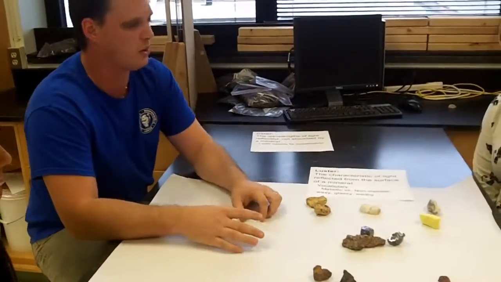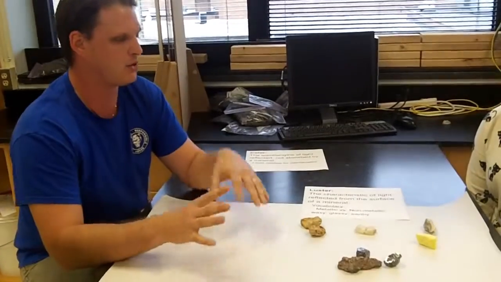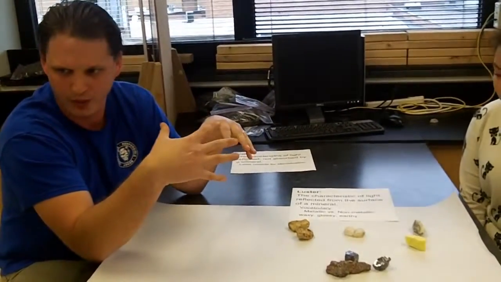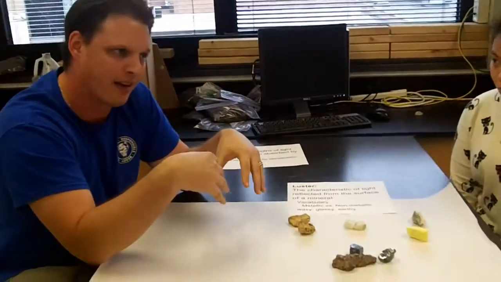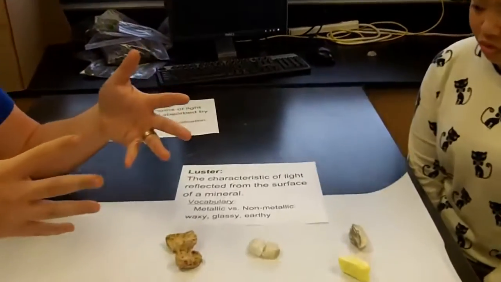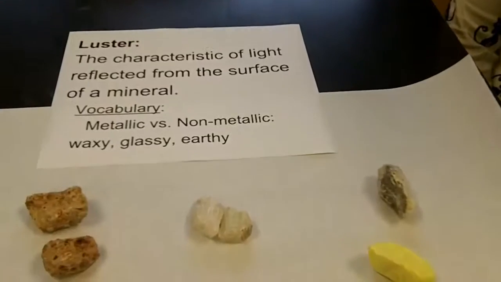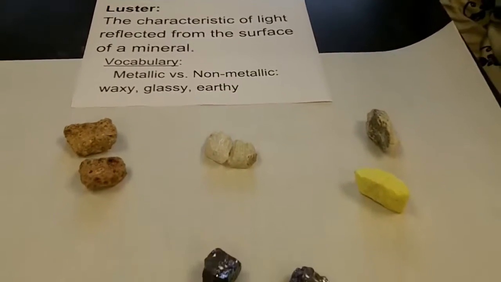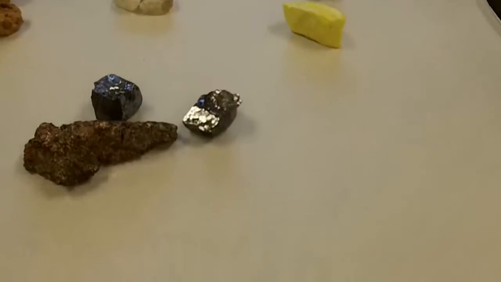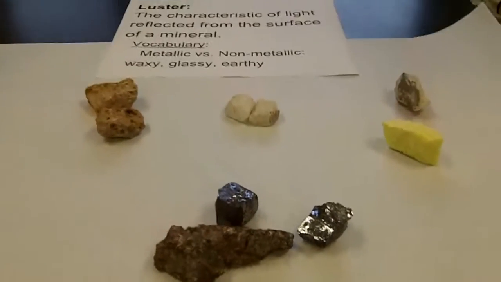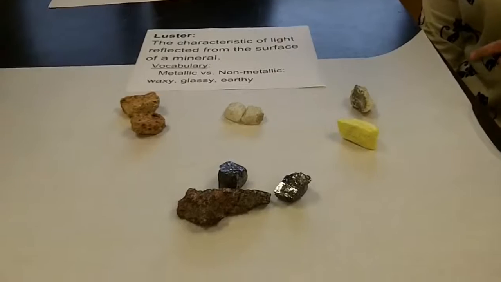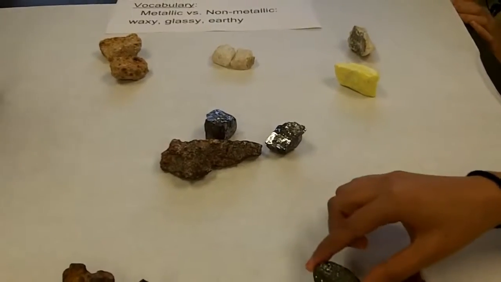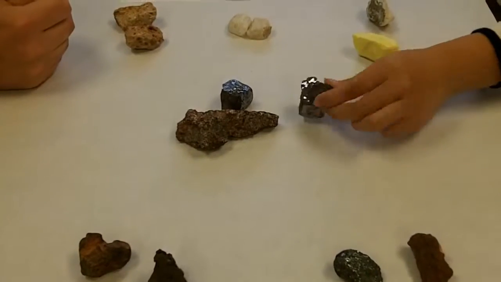So when we try to identify minerals, we separate minerals into two different categories. We separate them into metallic or non-metallic. So what do you think metallic would be? What do you think it looks like? Looks like a metal. Yeah, it looks like metal, exactly, right? So pick one out that you think looks like a metal. All right? Any other ones? Yeah, definitely.